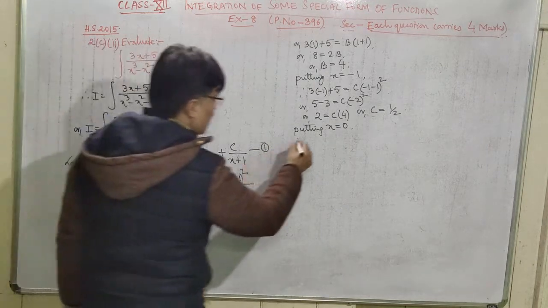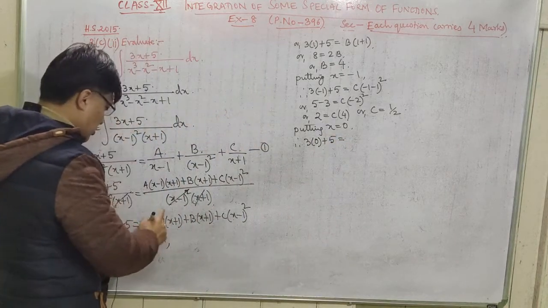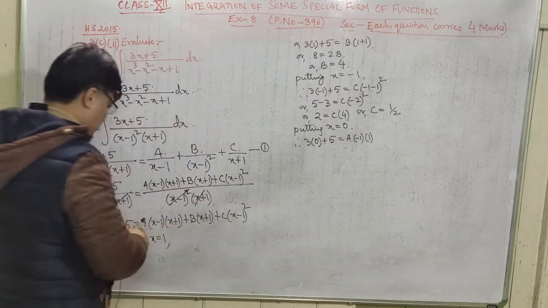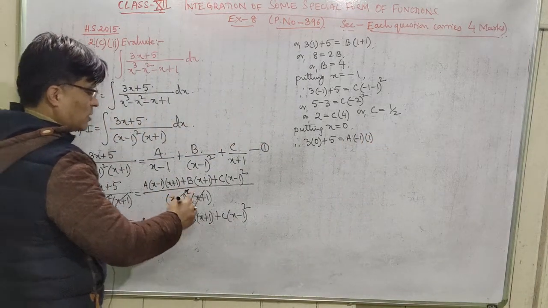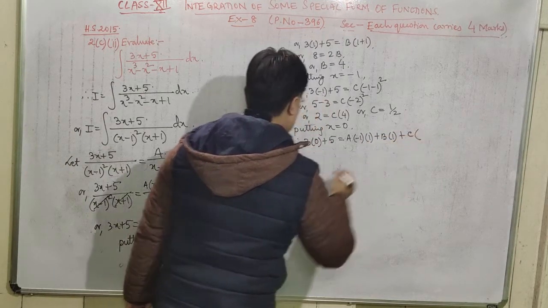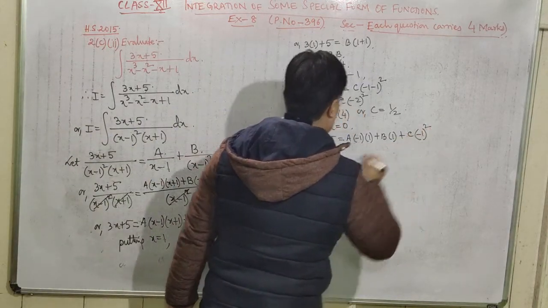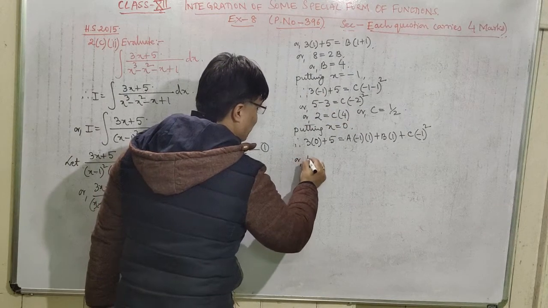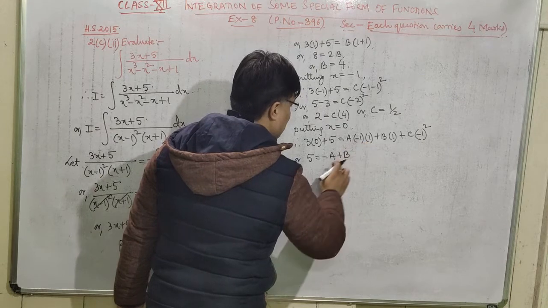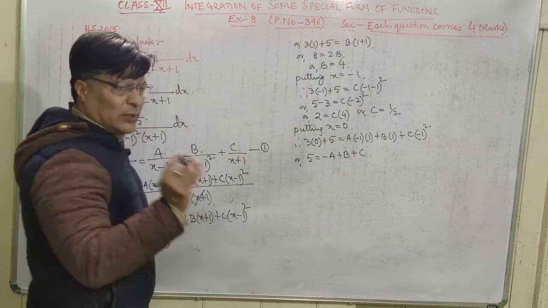3 into 0 plus 5 is equal to, if you put x is equal to 0 here, it will be a into minus 1 into 1, plus b into 1, plus c into minus 1 whole square. So this will be 5 only, which is equal to minus a plus b plus c. So I think you have understood it.